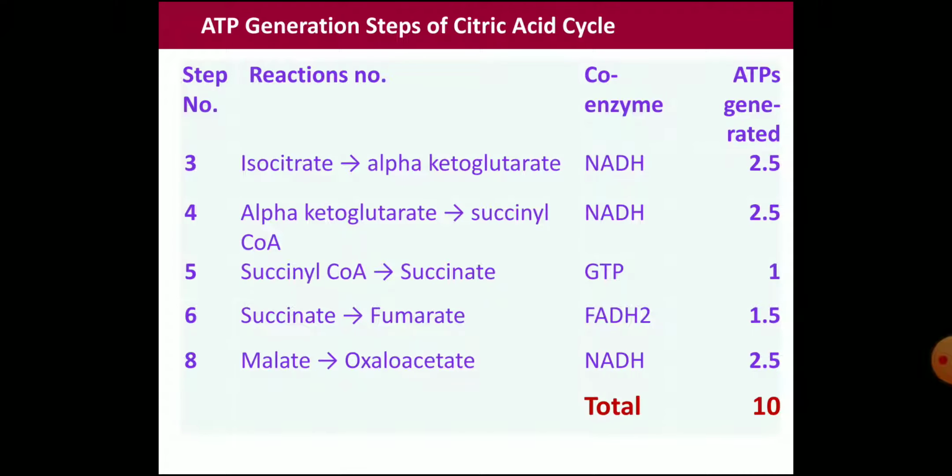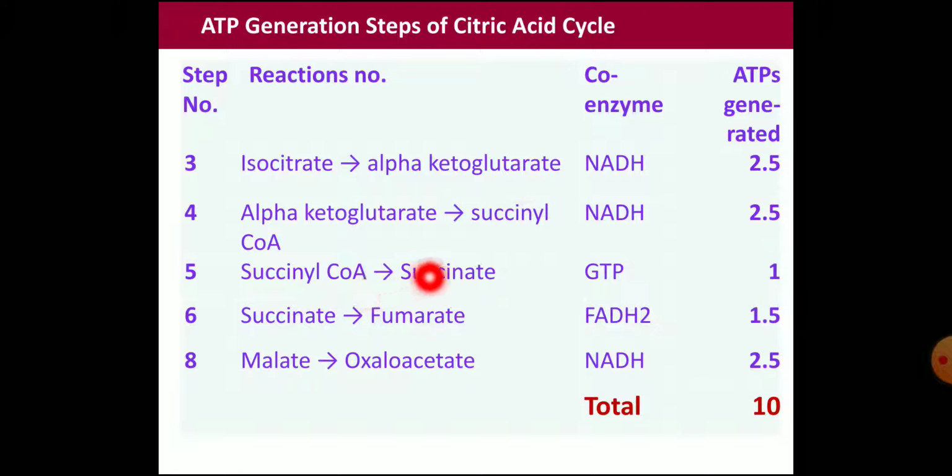So the reactions are shown separately here. That is the steps, also the number of the steps. The third step, isocitrate to alpha ketoglutarate. NADH plus H is the coenzyme formed and it produces 2.5 molecules of ATP. Fourth is alpha ketoglutarate converted to succinyl coenzyme A by alpha ketoglutarate dehydrogenase. NADH plus H is formed and it produces 2.5 molecules of ATP.